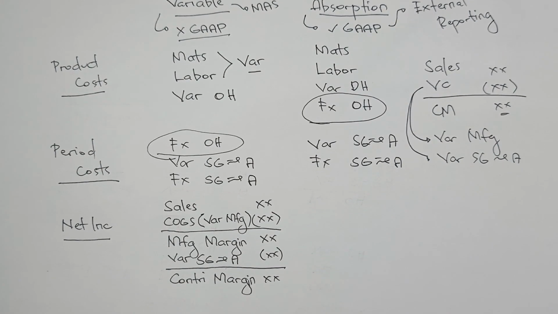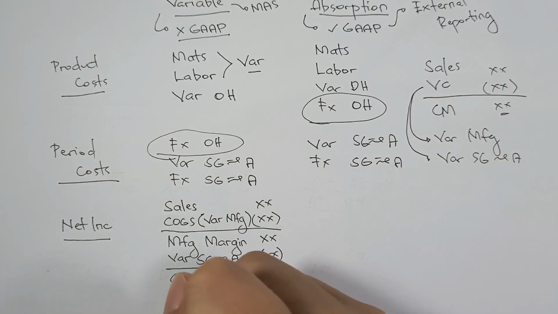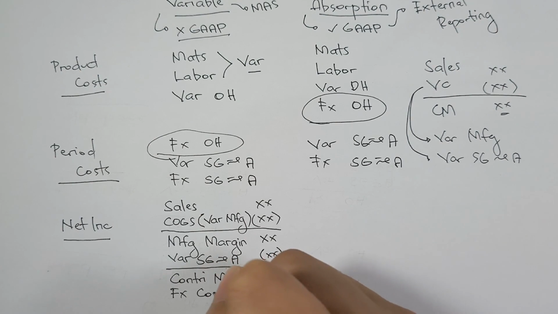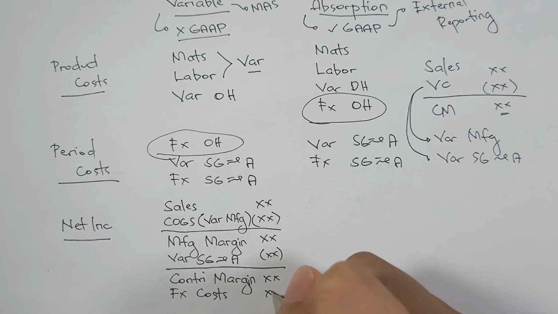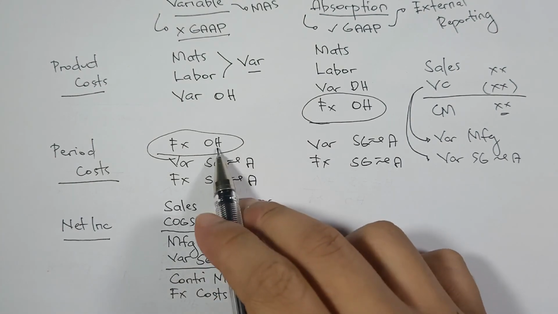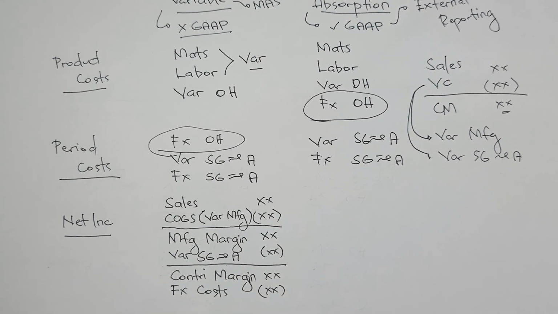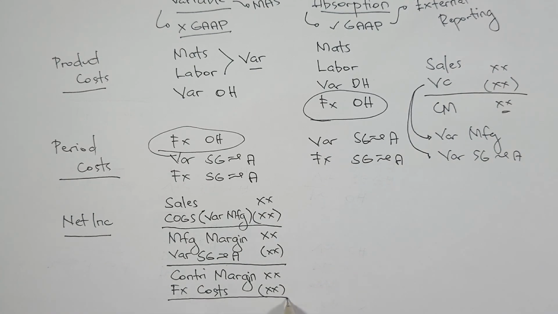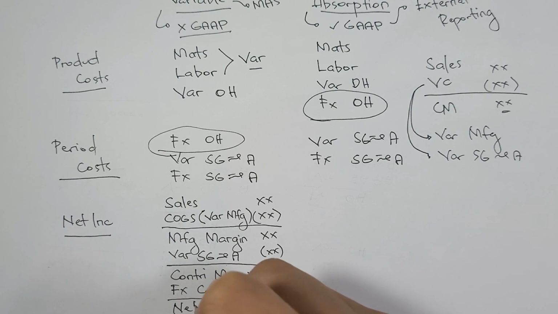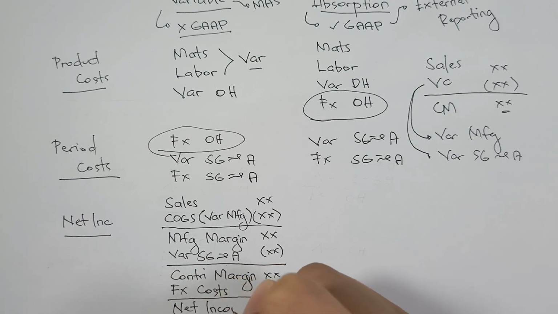Next, we just deduct the fixed cost, whether overhead or general, selling, and administrative expense. Then after you deduct the fixed cost, we can now compute what we call net income. So this will now be the net income under variable costing.